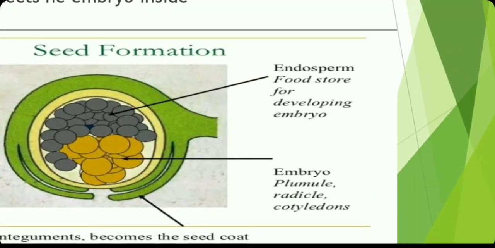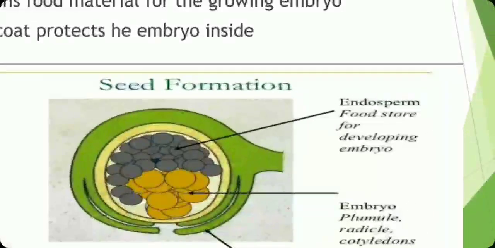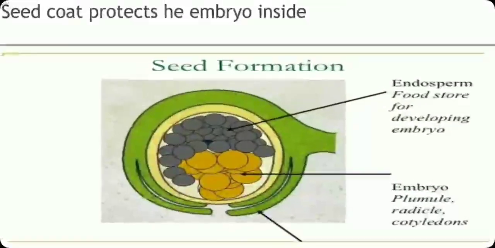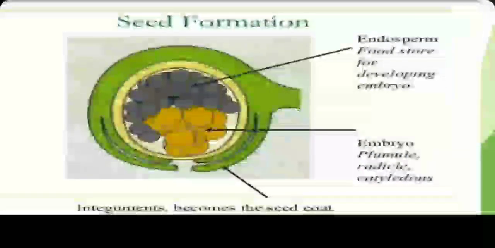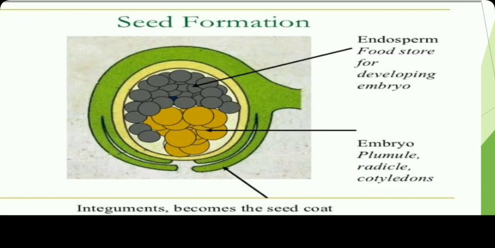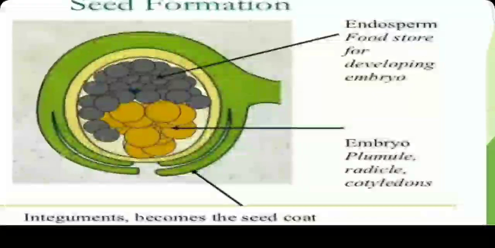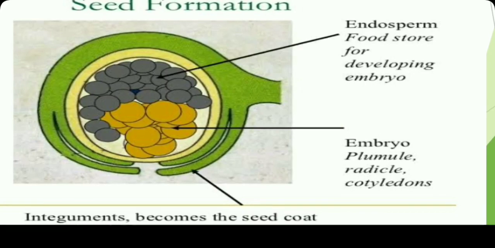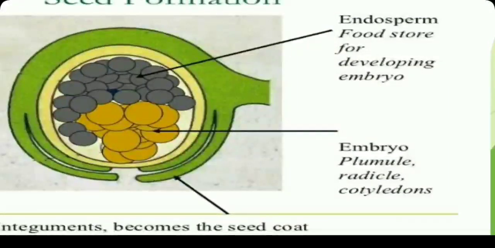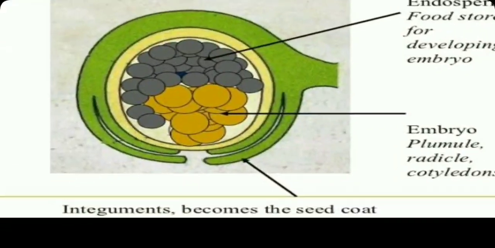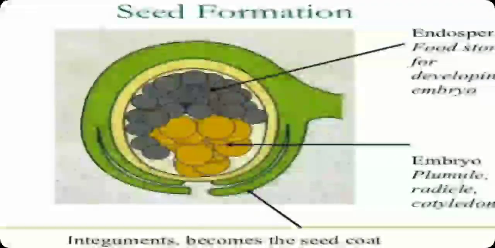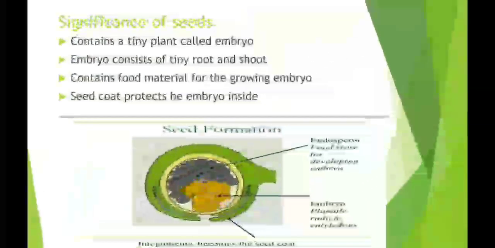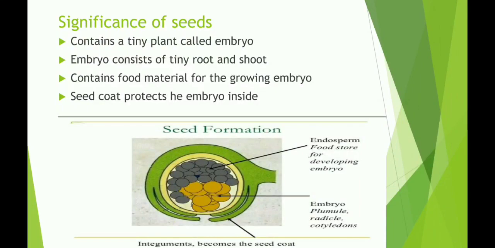You can see here in the picture that this is the endosperm, those blackish, round structures. These are actually endosperm, which is nutritive. And here is the embryo, which, when it gets proper favorable conditions, will develop into plumule and radicle. Plumule and radicle are actually shoot and roots. And this is the cotyledon, and at the last you can see integuments. Integuments actually become the seed coat of a seed. Okay, I hope you understood this.